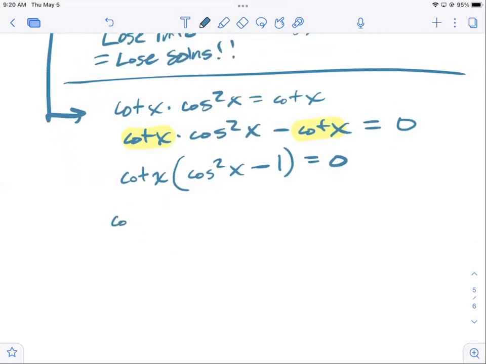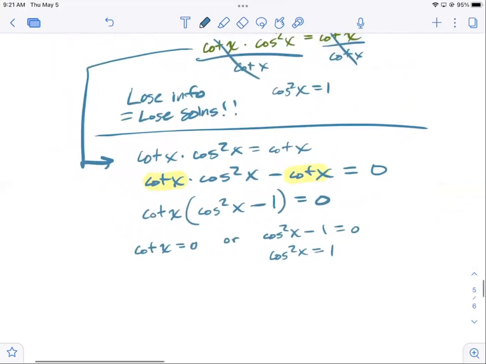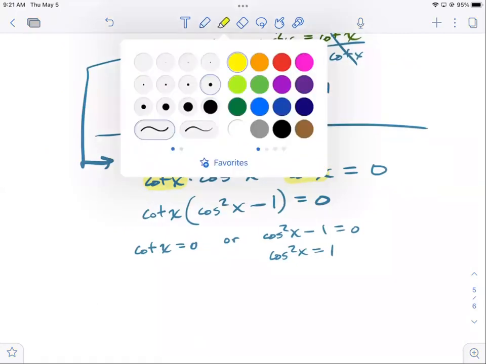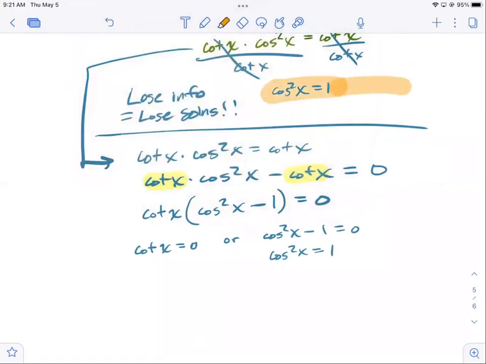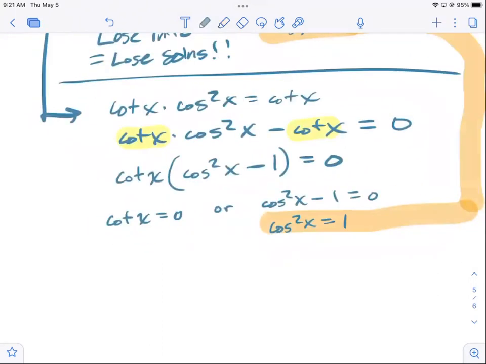So here we go. We get cotangent of x equals 0, or cosine squared of x minus 1 equals 0, which if I add 1 to both sides, I get cosine squared equals 1. So notice what I said up here. If you would have proceeded to solve cosine squared equals 1, you would find part of the solution set, because notice that little factor group still shows up. But what else possibly can generate solutions? Cotangent of x equaling 0. And when it's gone, you can't use it.